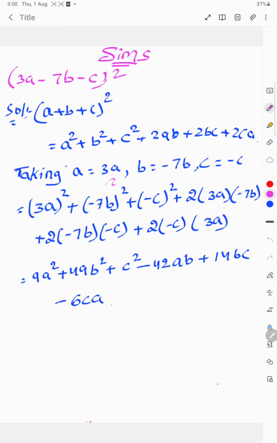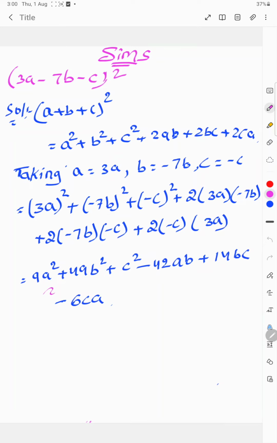So taking a is equal to 3a, b is equal to minus 7b, c is equal to minus c. Substitute these values: 3a whole square plus minus 7b whole square plus minus c whole square plus 2 into 3a into minus 7b plus 2 into minus 7b into minus c plus 2 into minus c into 3a.